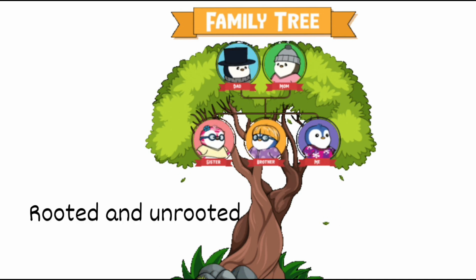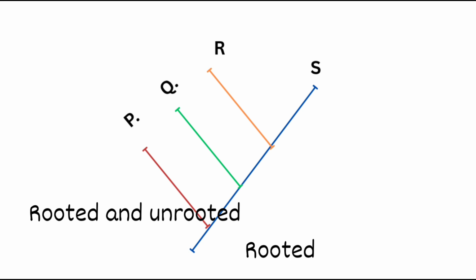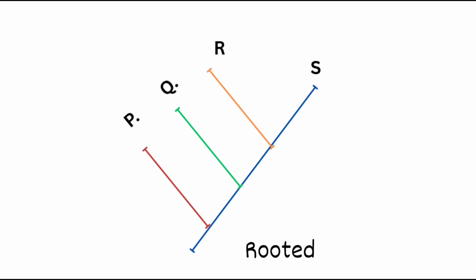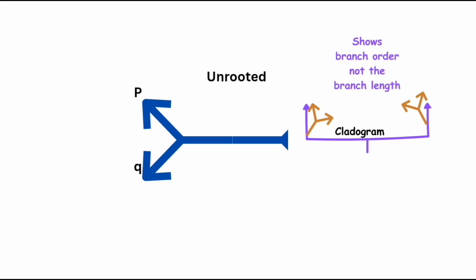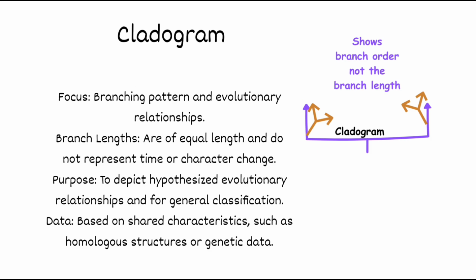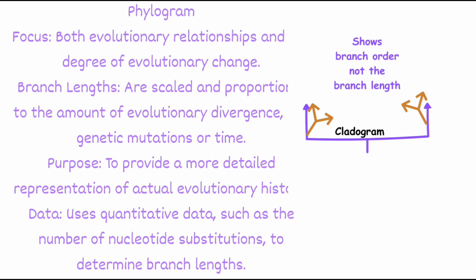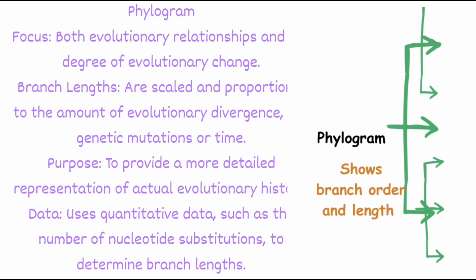Now there are types of tree. Rooted shows the ancestor and direction of evolution. Unrooted shows only the relationship and not the direction. Cladogram shows who is related but not how much change. Then phylogram shows both the relationship and how much change has happened, like branch length, which is what matters. The length we can know by the phylogram.